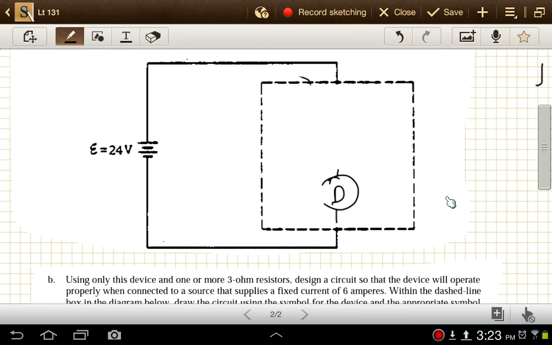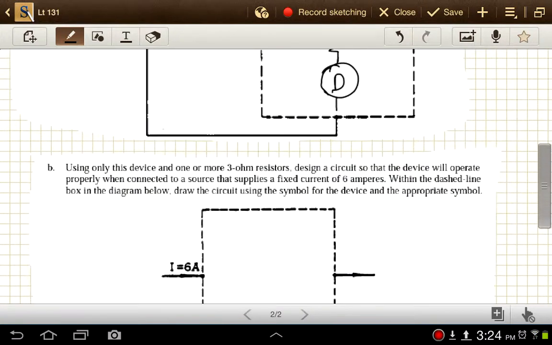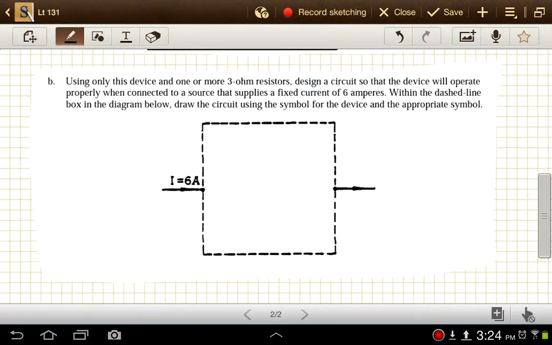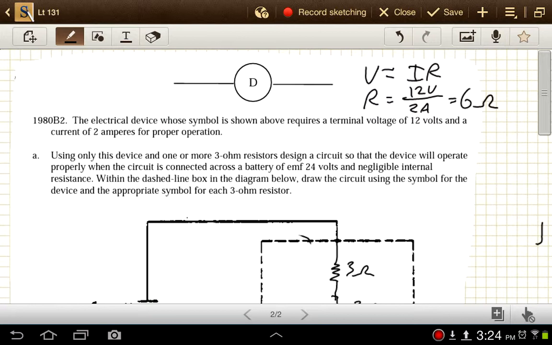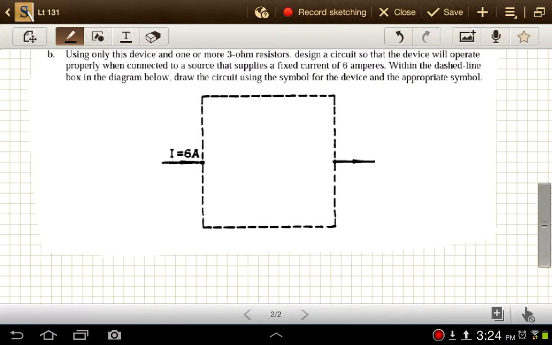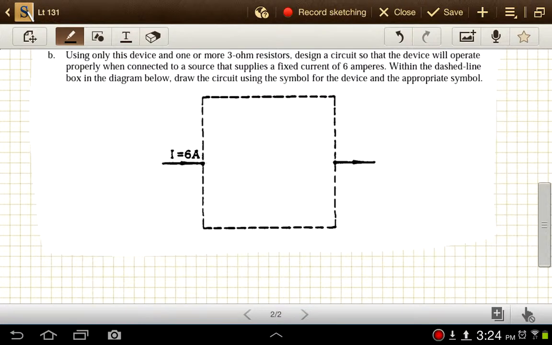In the second question, it asks us to do the same thing, but this time we have a set current coming into a certain area instead of a set voltage coming into a certain area. So we know that we have to have 2 amps going through our device D. We've got 6 amps coming in here, so we've got to split up into at least 2 branches before it goes to D. So we want just 2 amps going this way. And then we need some kind of a resistor here with 4 amps going through it.